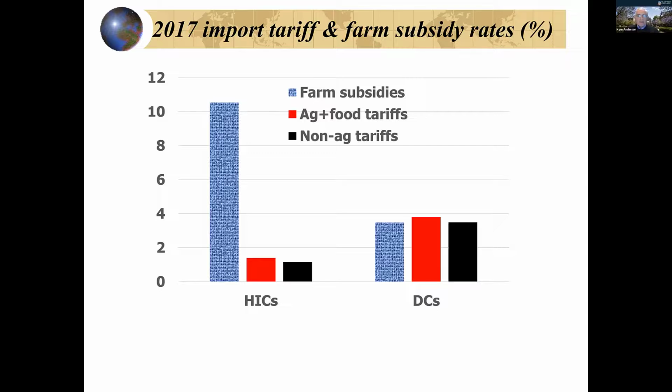So for high-income countries, those two tariff rates are similar and are very small compared with the farm subsidy rates. In developing countries, all three are fairly equal at about 4%. So the subsidies are much smaller there than in high-income countries, but the tariffs are much larger, both for agricultural and for non-agricultural products in developing versus high-income countries.